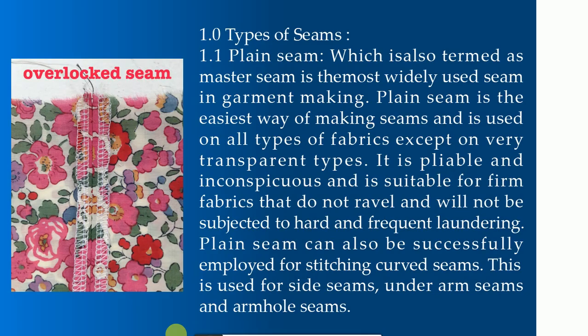1.0 Types of seams. 1.1 Plain seam, which is also termed as master seam, is the most widely used seam in garment making. Plain seam is the easiest way of making seams and is used on all types of fabrics except very transparent types. It is pliable and inconspicuous and is suitable for firm fabrics that do not travel and will not be subjected to hard and frequent laundering. Plain seam can also be successfully employed for stitching curved seams. This is used for side seams, underarm seams and armhole seams.